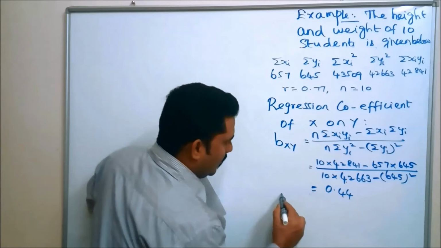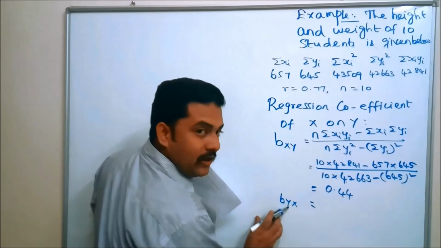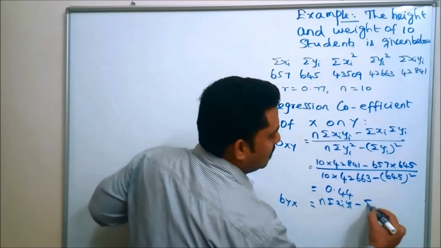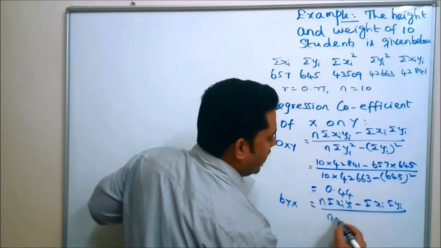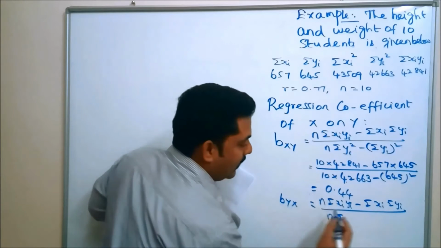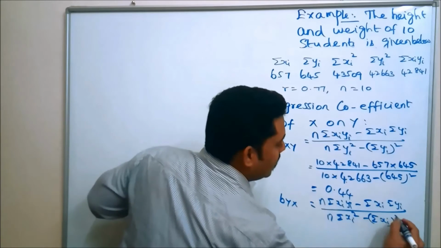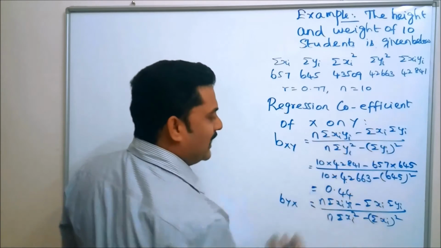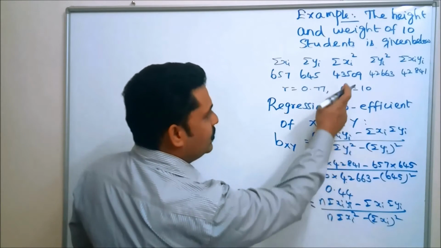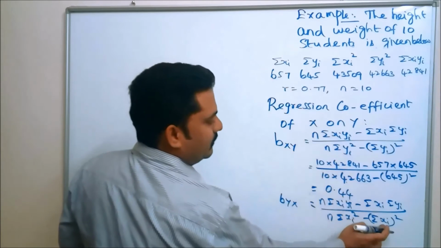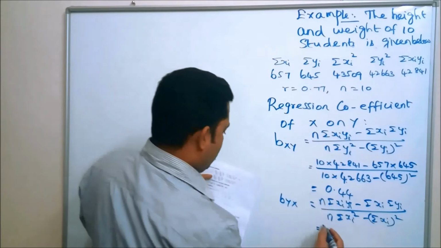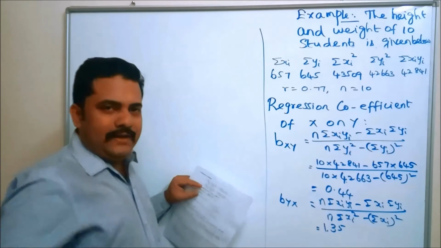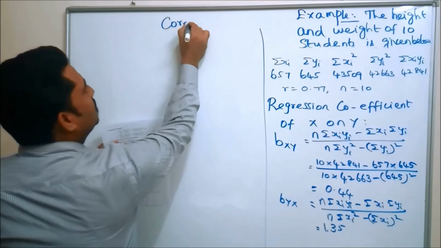And say the rule for byx, the regression coefficient of y on the variable x, which is n into summation xi into yi minus summation xi into summation yi, the whole divided by n into summation, since the x is in the second part, summation xi power 2 minus summation xi whole power 2. Just substitute the values of n, summation xi. We see the numerator is the same, and the denominator has n summation xi power 2 minus summation xi, 657 whole power 2, and after doing a simple manual calculation we will be getting 1.35 as the solution for byx.